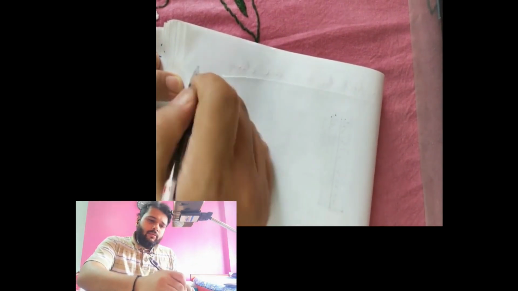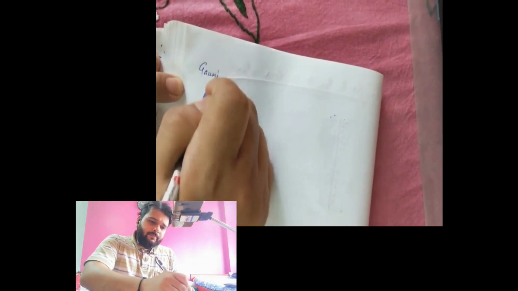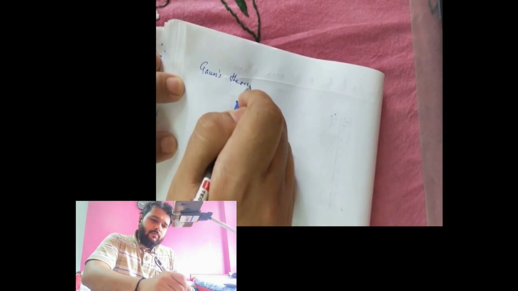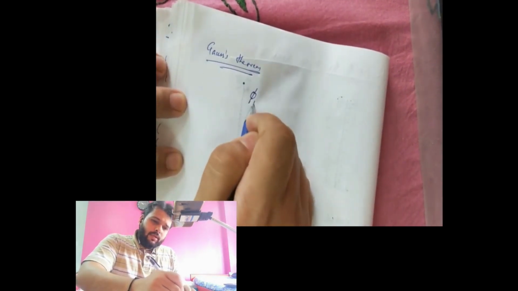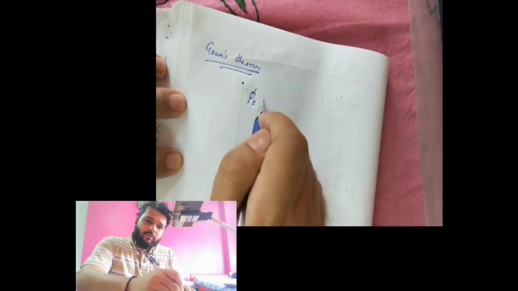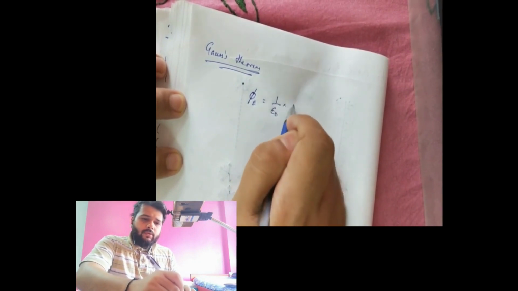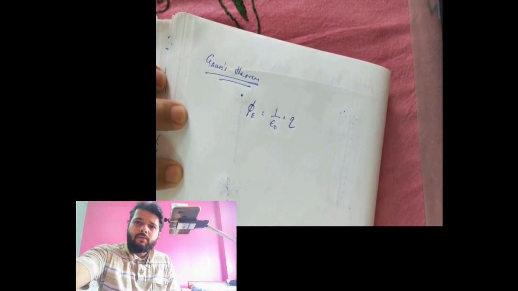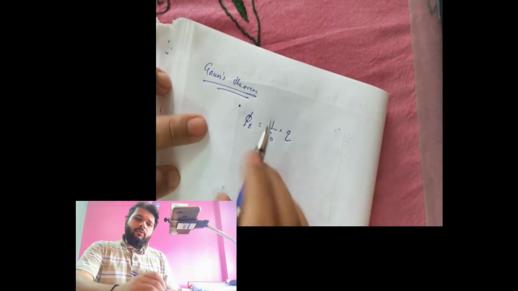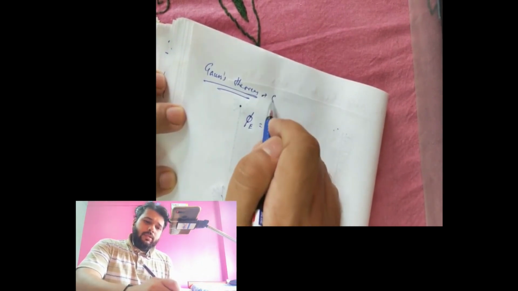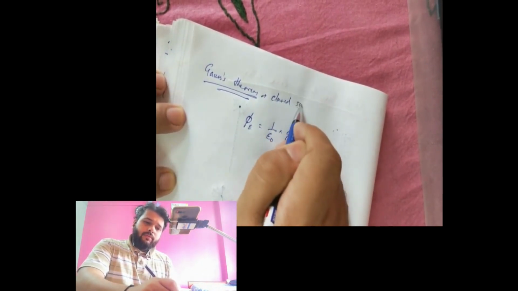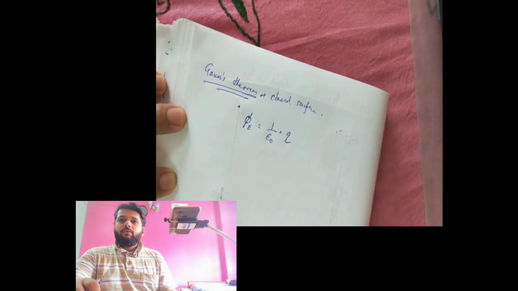So we knew that Gauss's theorem was electric flux linked with any closed surface is equal to 1 by epsilon naught times the total charge enclosed within that closed surface. This was electric flux, and this was Gauss's theorem. So Gauss's theorem is always linked with what? The closed surface. Is always linked with the closed surface.